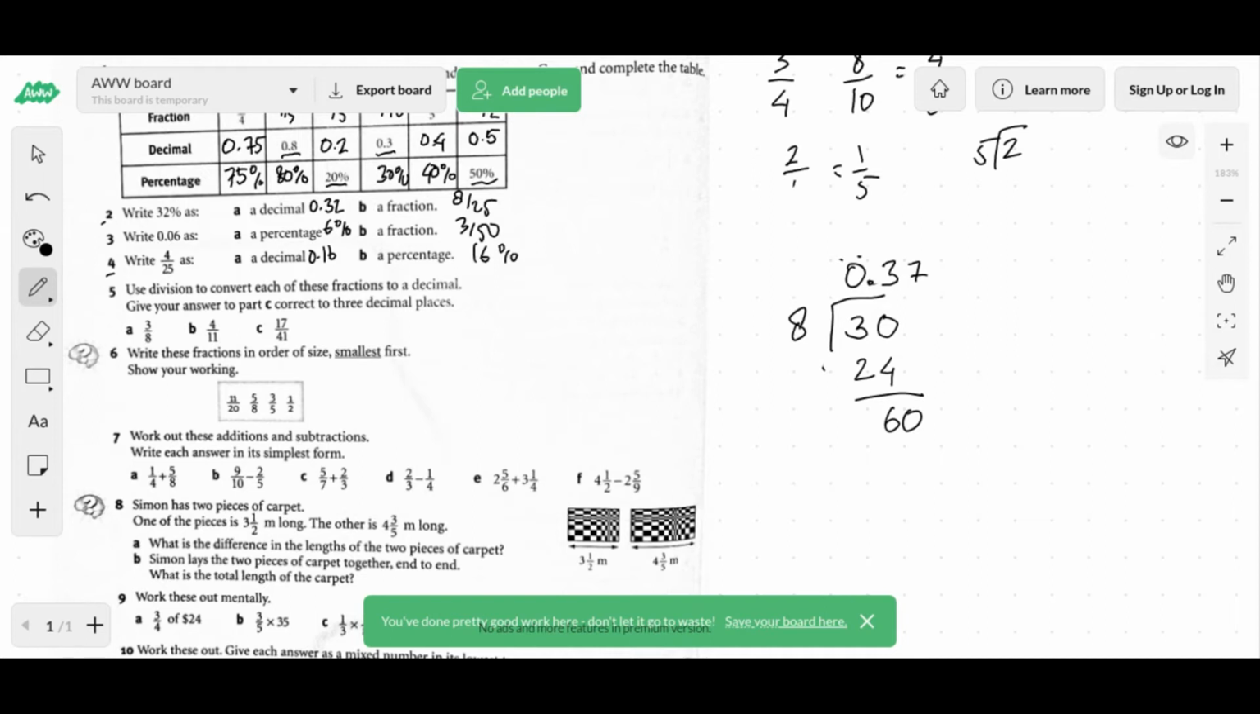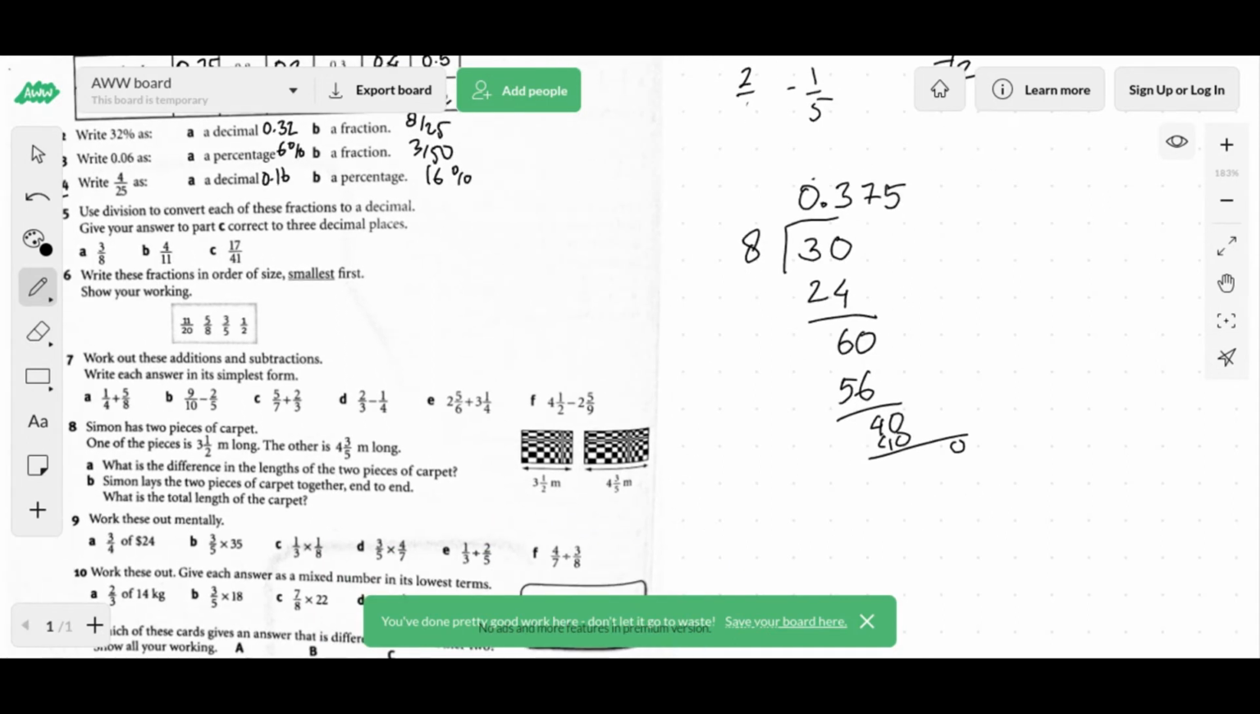Am I correct? 56. And then 40. And 5. Can you simplify them further? So this will be your final answer, 0.375. Now the second one, 4/11.